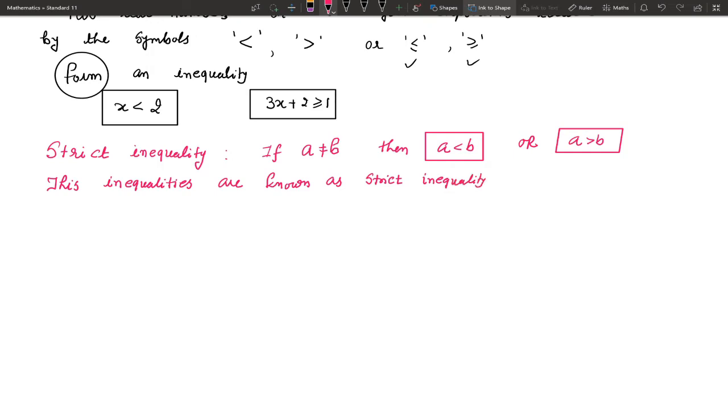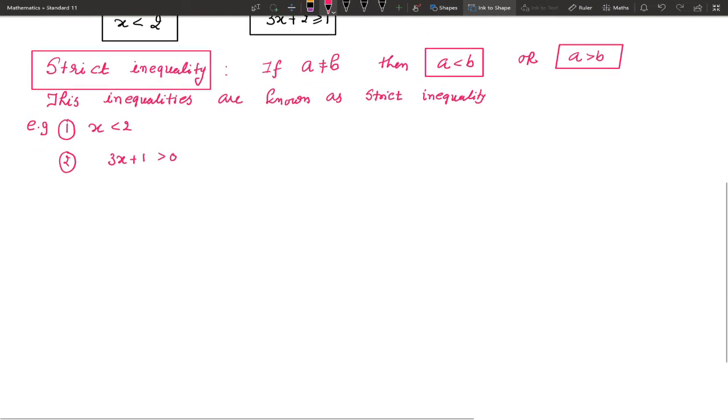For example, we consider x less than 2. So this is an example of strict inequality. We take another example, say 3x plus 1 greater than 0. So either only less than or only greater than is known as strict inequality.